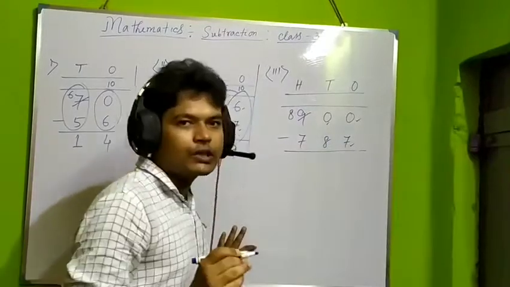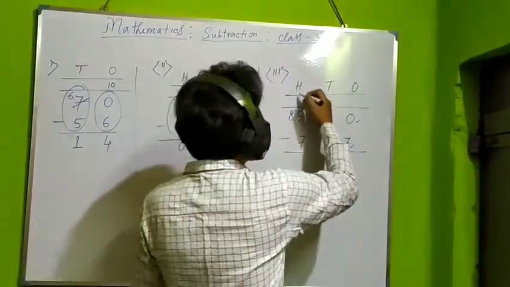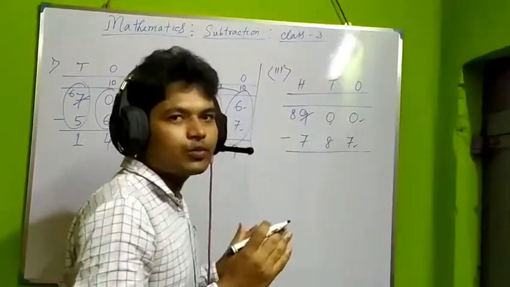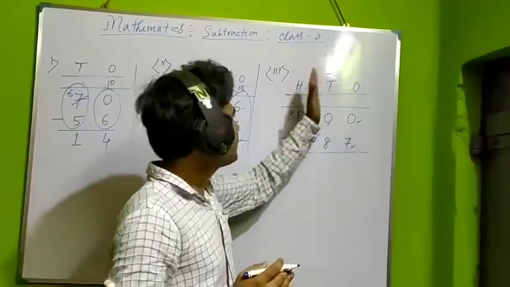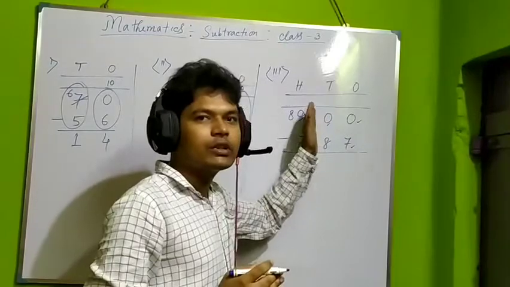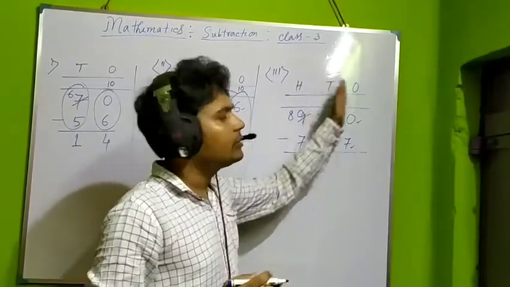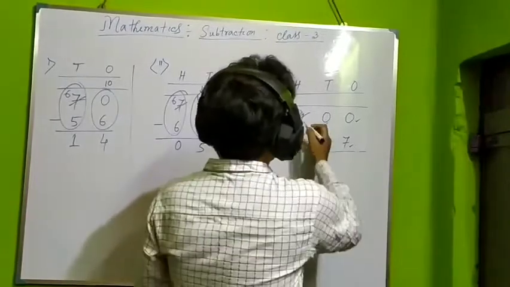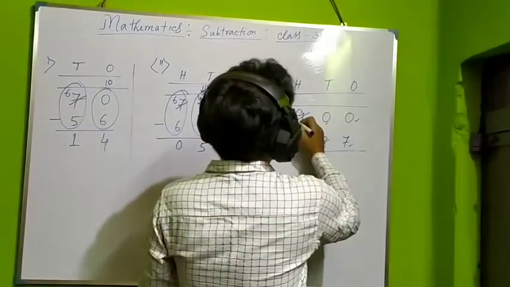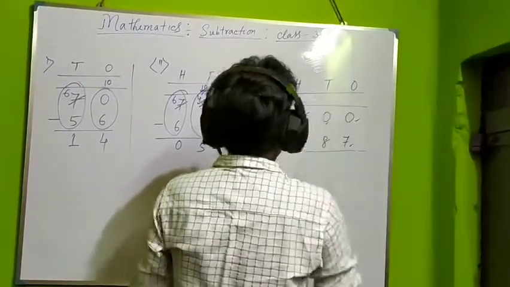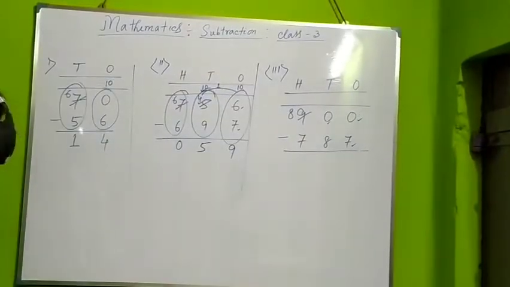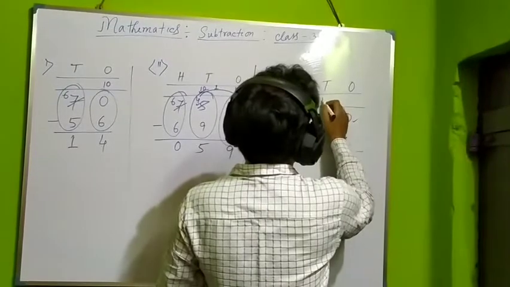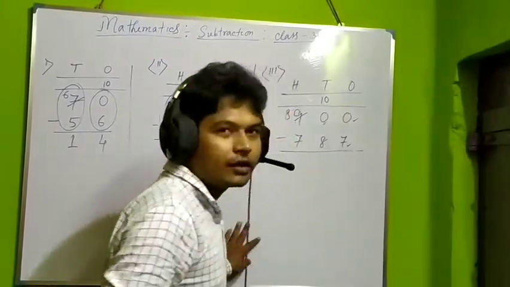Now it is not possible to take this borrow directly from the 100 place to the 1's place. So place-wise, at first this borrow comes to the 10's place, then we have to take or borrow 1 from the 10's place to the 1's place. So at first you borrow 1 at the 10's place, and at the 10's place 10 is written.